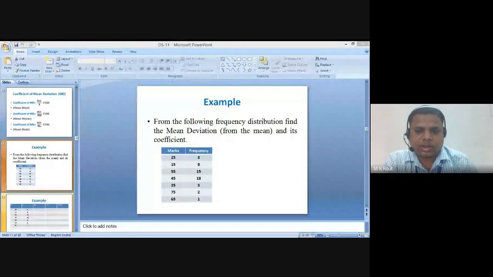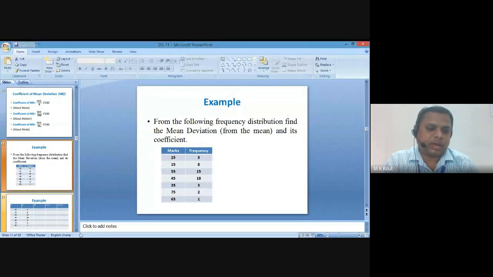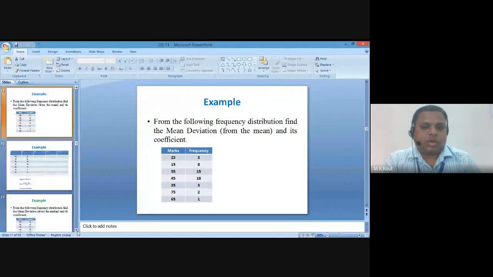This is not an individual series, this is a discrete series. I just remind you, for those who said this is an individual series: in an individual series, no frequencies are given, only the x value. In a discrete series and a continuous series, the data is represented along with frequency. So this problem statement is given in the form of a discrete series. Is it clear?